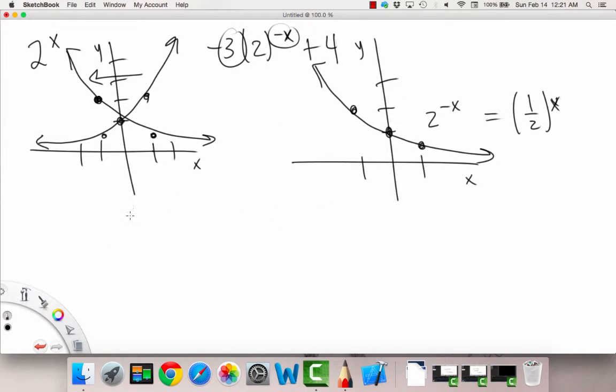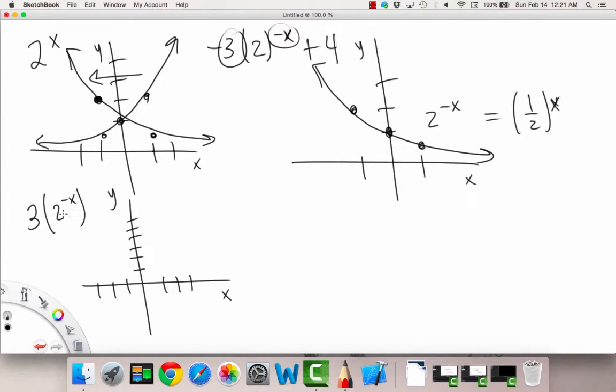So now that we have that, let's deal with the 3 part, the actual vertical stretching. In order to stretch this, what we're going to have to do is the following. So we'll have 1, 2, 3, 4, 5, 6, 1, 2, 3, 1, 2, 3. So now what we want to do is construct this 3 times 2 to the negative x. So we're just adding on to it. We're going to do one transformation at a time.